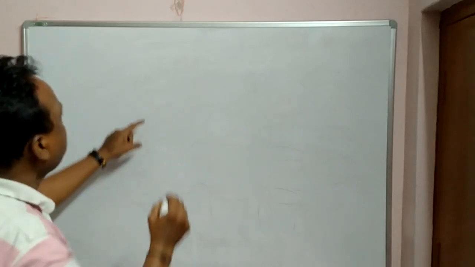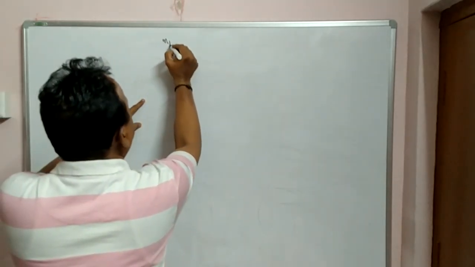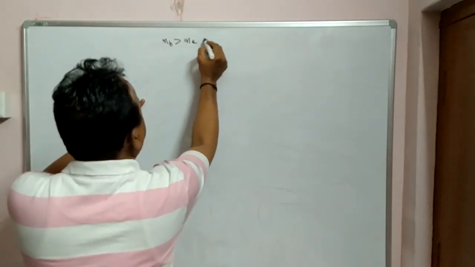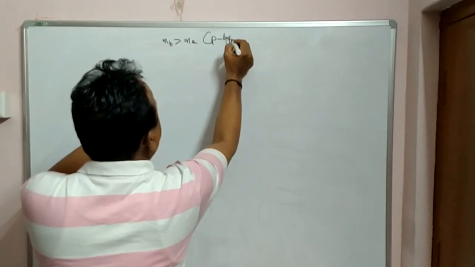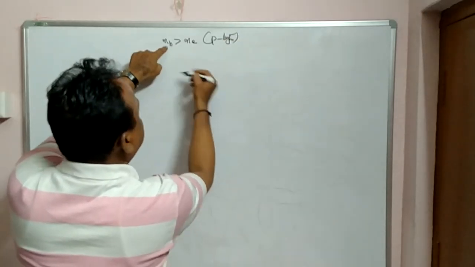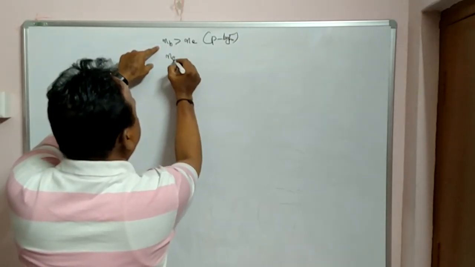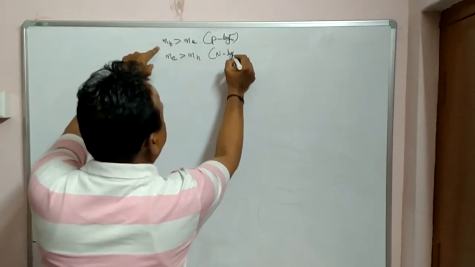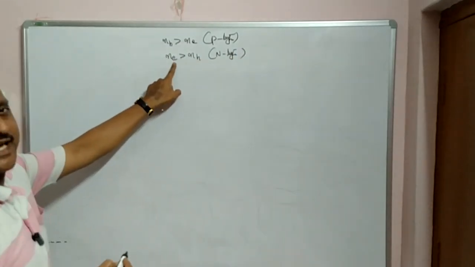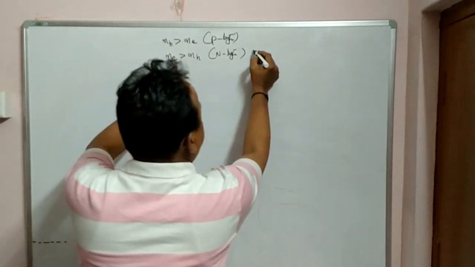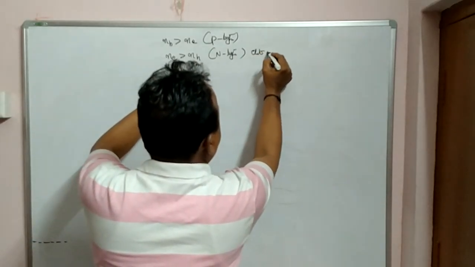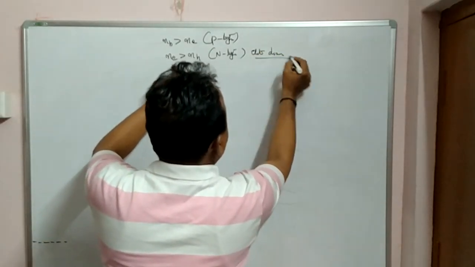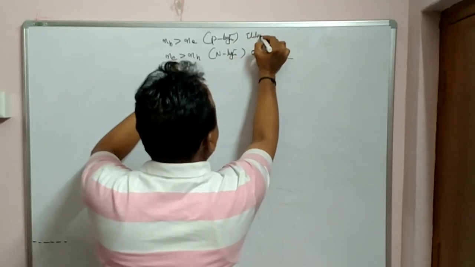Clear? So in p-type, the number of holes is greater than the number of electrons. Majority charge carriers are holes. In n-type, the number of electrons is greater than the number of holes. Please make a note: here the majority charge carriers are electrons. So electron acceptor, electron donor. It can give, this is the electron acceptor.